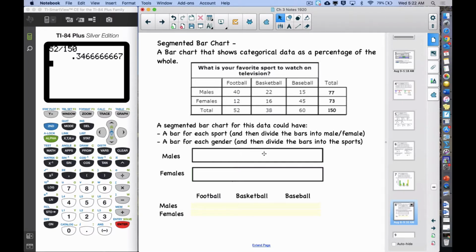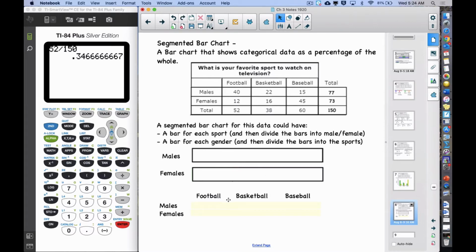So this bar represents 100% of the males, and this bar represents 100% of the females. When you're doing this with percents, it doesn't actually matter if there are a few more males in your survey than females, because we're doing it by percentage. And then I want to figure out where I should divide this off so that I can show what proportion of the males prefer football. So I'm going to put a little dividing line, and I'm going to shade in that area to show what proportion of the males likes each of the sports.